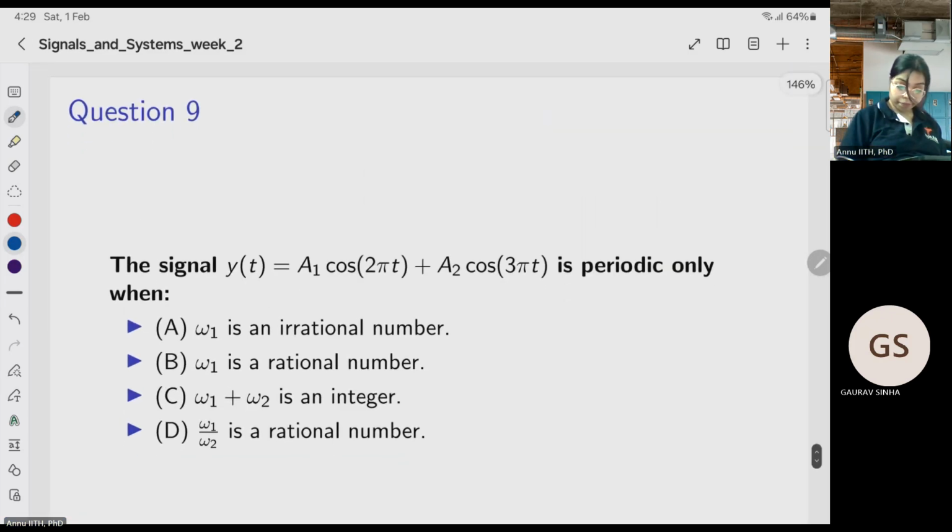Ninth question. So omega 1 is talking about this, omega 2 is talking about this.